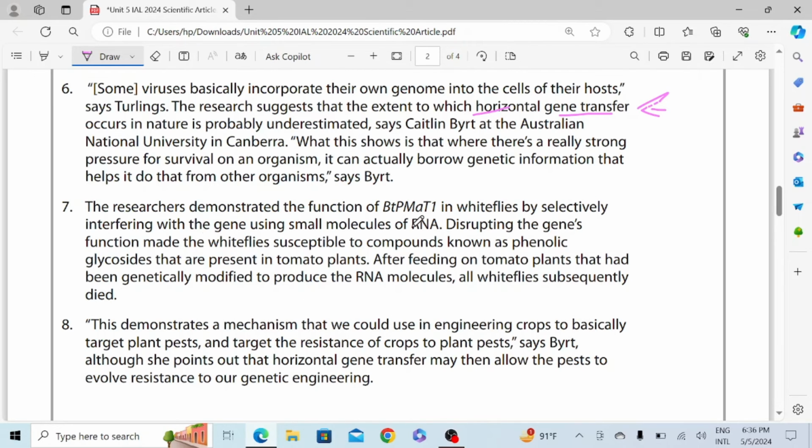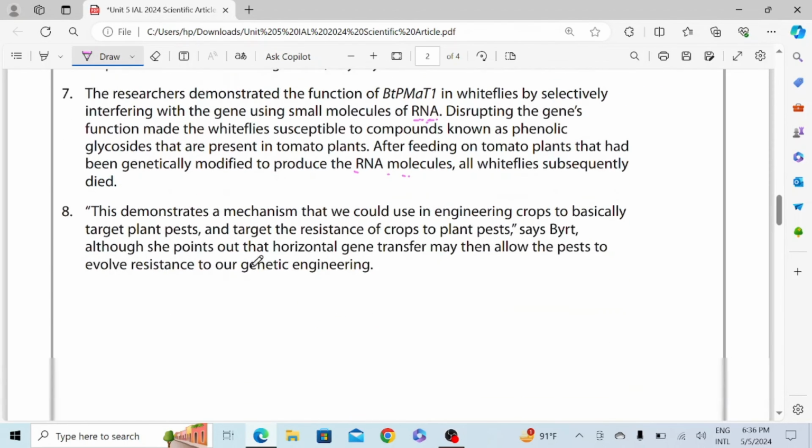So they're talking about RNA right here. They interfered with the gene by using RNA. So be sure you know about RNA because they might be asking about how RNA works and all those things. And yes, that could be a question here.